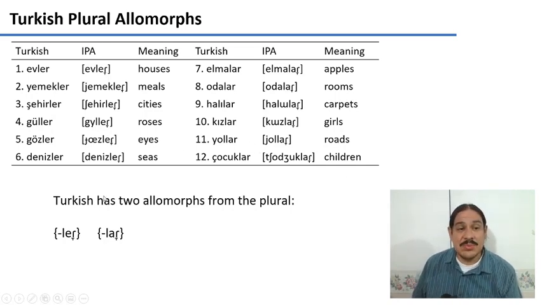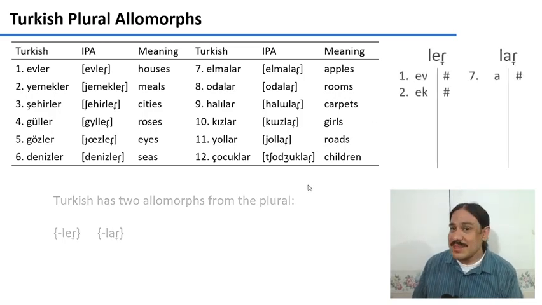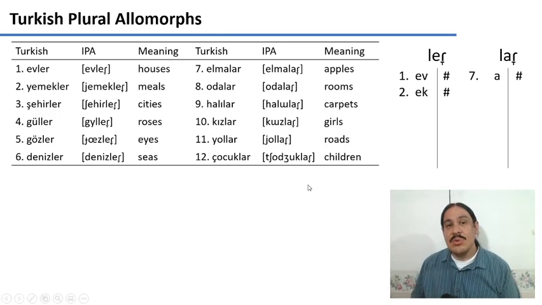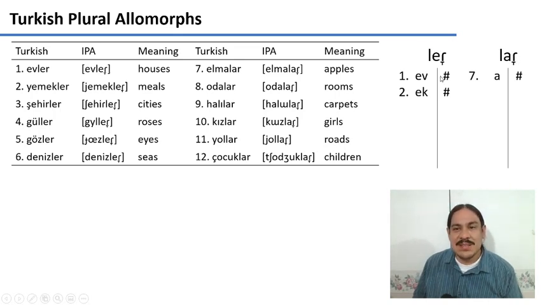So sometimes we see the plural with an e, and sometimes we see the plural with the a. What's going on? How can we figure out where we can expect the ler and where we can expect the laj? We're going to solve this as we would phonological problems. So we're going to have two allomorphs, and we're going to try to get the environments around them.